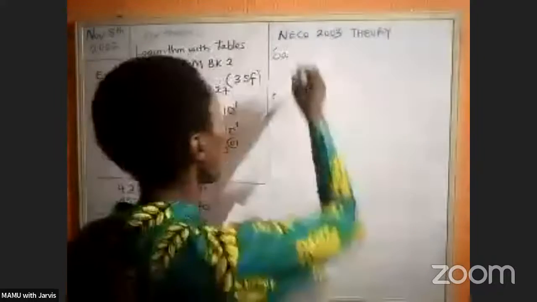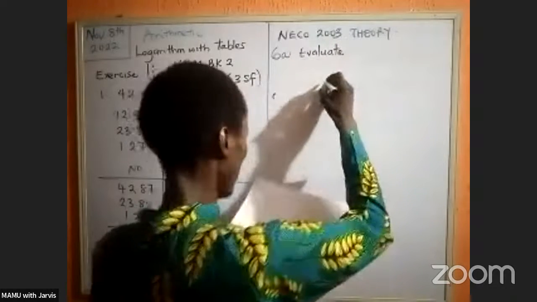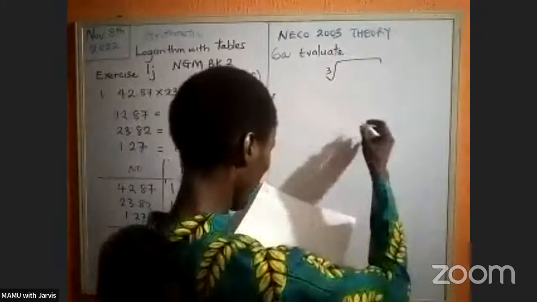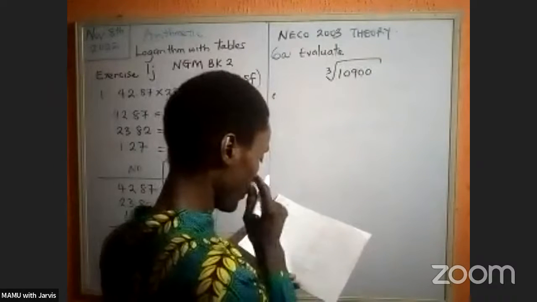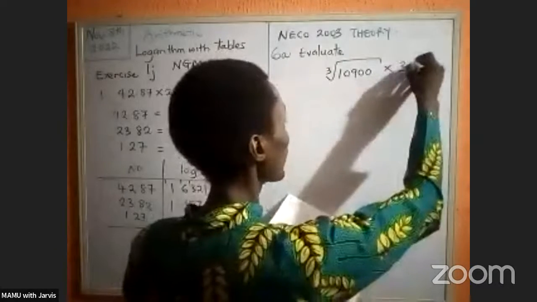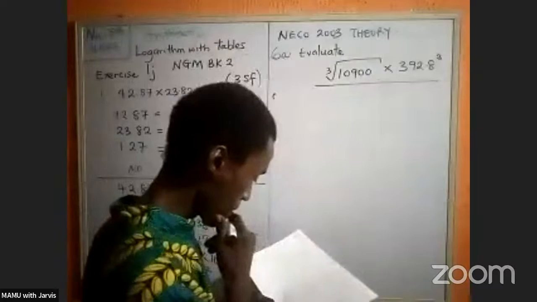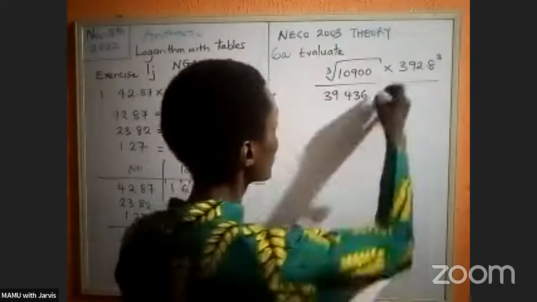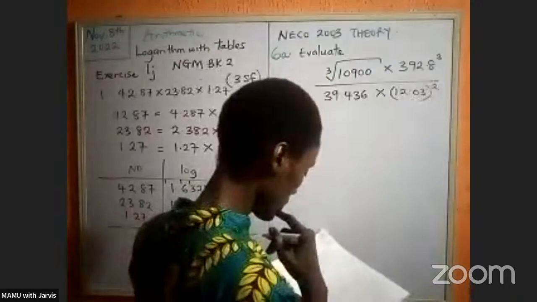It says evaluate the cube root of 10,900 times the cube of 392.8, divided by 39.436 times 12.03, all square. All cubed rather.